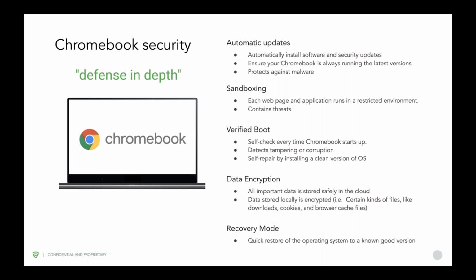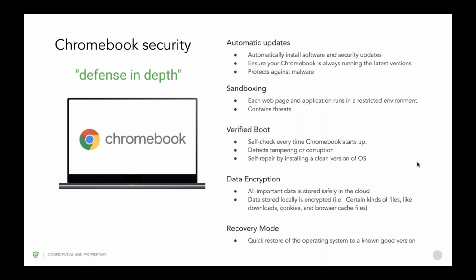Chromebooks have automatic updates to ensure that the devices are running the latest version, which, for those of you in the traditional enterprise space, you know can be a big problem for Windows environments where you have to manage the patching and updates that go along with that. Chrome automatically includes sandboxing, so web pages each run in their own restricted environments. And every time the Chromebook starts up, there's a verified boot process, which makes sure that the bootloader hasn't been corrupted. So very similar to what you see with most mobile devices today. And the user has an option to do a self-repair and install a clean version of the operating system.